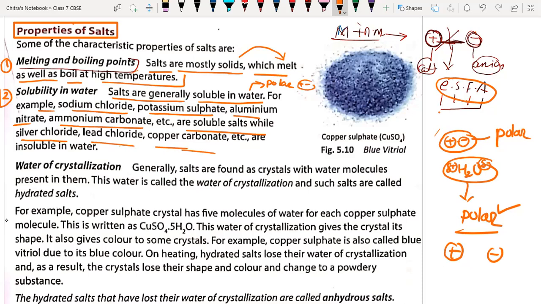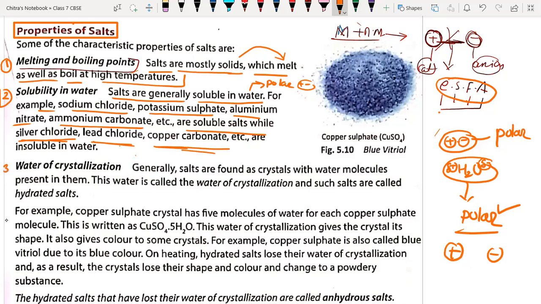are insoluble. Do remember these are insoluble in water: silver chloride, lead chloride, copper carbonate, etc. They can dissolve only at a very high temperature, otherwise they don't dissolve.